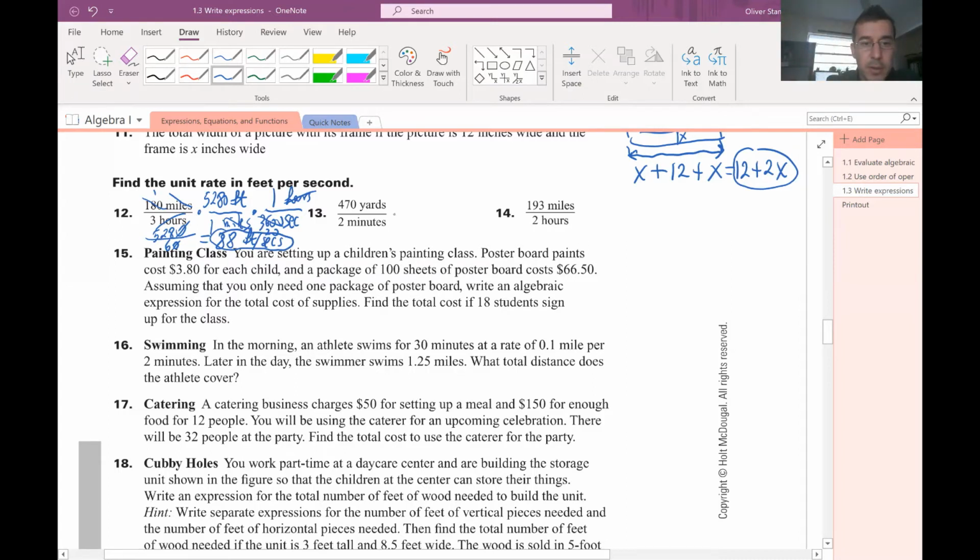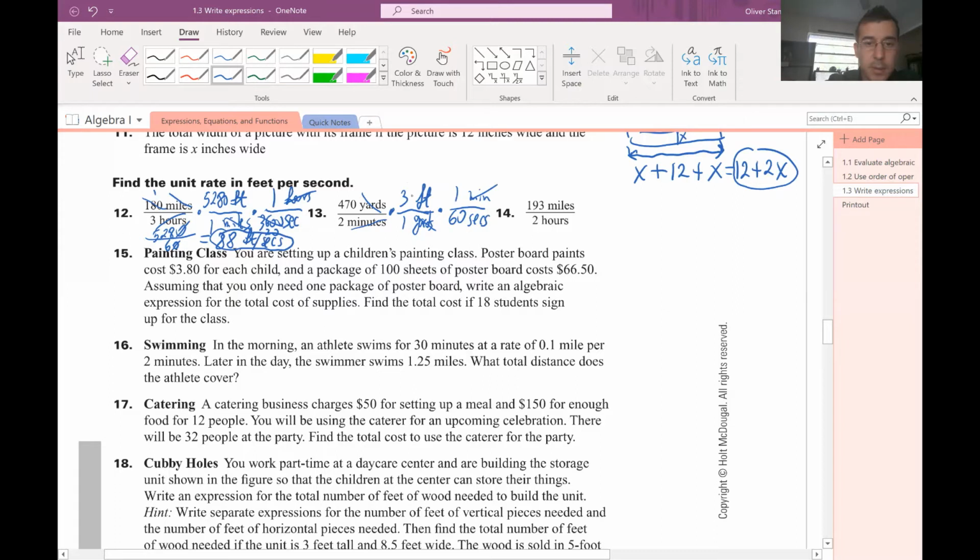Number 13, same thing. We have to get feet on the top. So feet, yards. I'm going to cancel out with yards here. 1 yard has 3 feet times seconds. We're going to get in the denominator. Minutes going to cancel out with these minutes here. 1 minute has 60 seconds. So let's cancel out yards with yards, minutes with minutes.